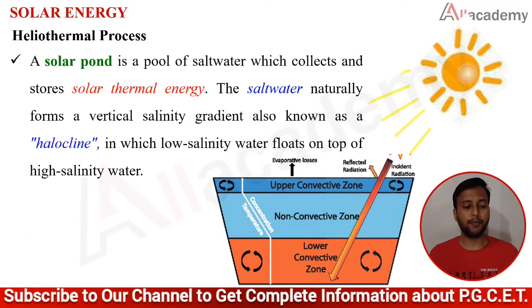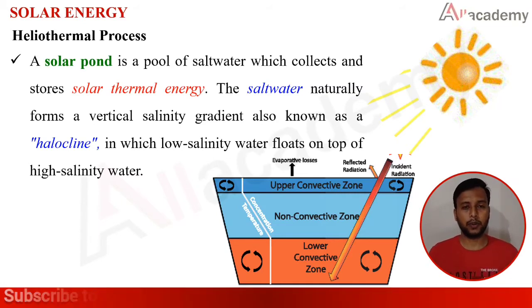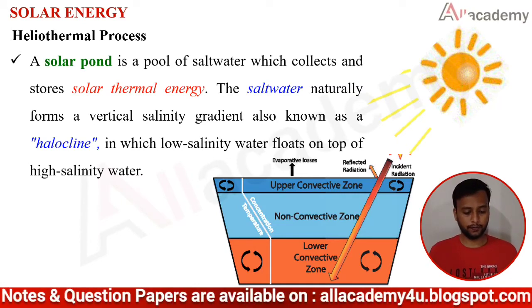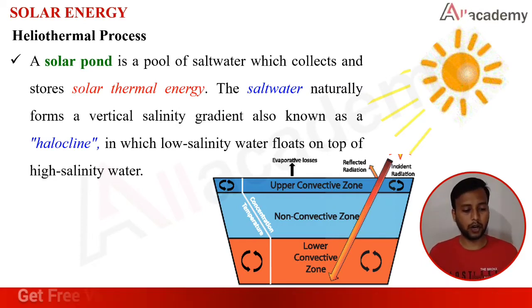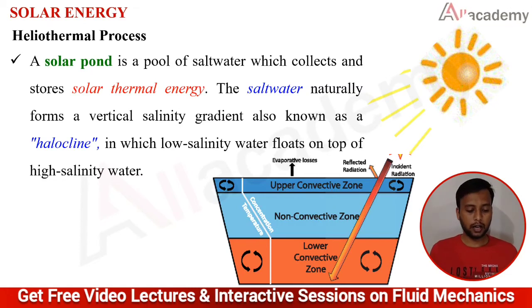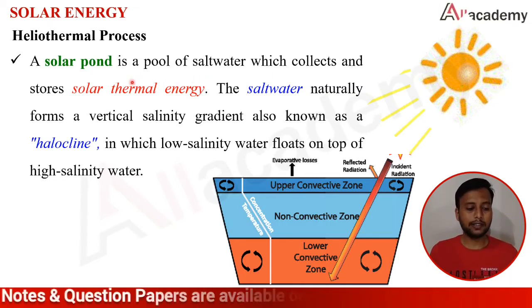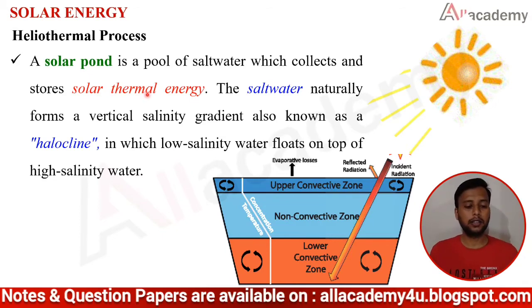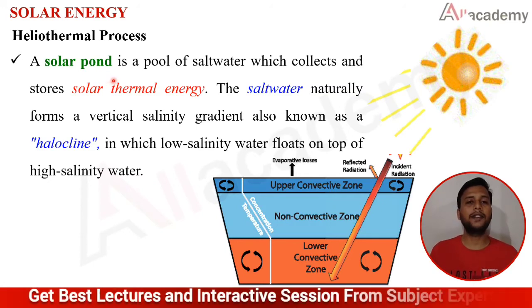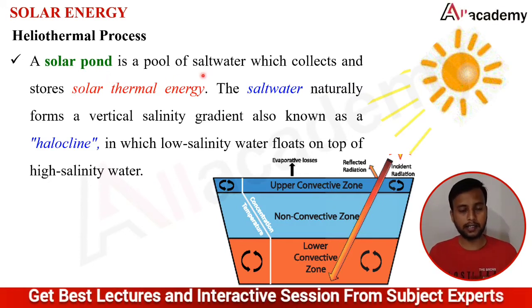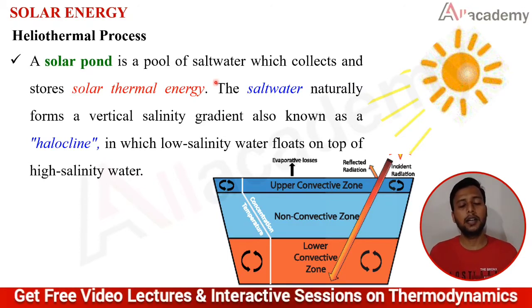The next very important process in the thermal, that is heliothermal process, is a solar pond. Whatever figure you are observing, this is a solar pond. So what is this solar pond? A solar pond is a pool of salt water which collects and stores solar thermal energy. It is a pond which has salt water, and it collects the solar energy, and also it will store this solar thermal energy.